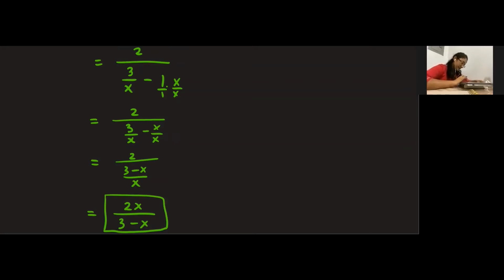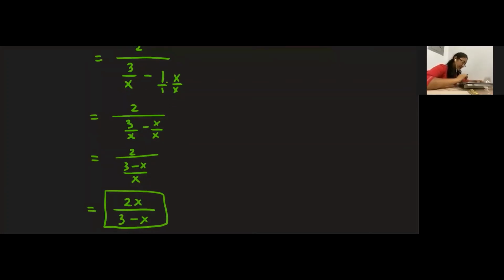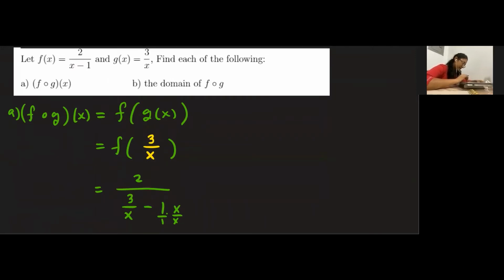Now let's get to how to find the domain of this function. To find the domain of the composition, that's part B, the first thing you want to look at is, what is the domain of the function g? Because that's the function you inserted into f. So first you need to know the domain of g of x. We know g of x is 3 over x, so x cannot be equal to 0. So now that we know 0 is not in the domain of g, that means 0 is also not in the domain of the composition.